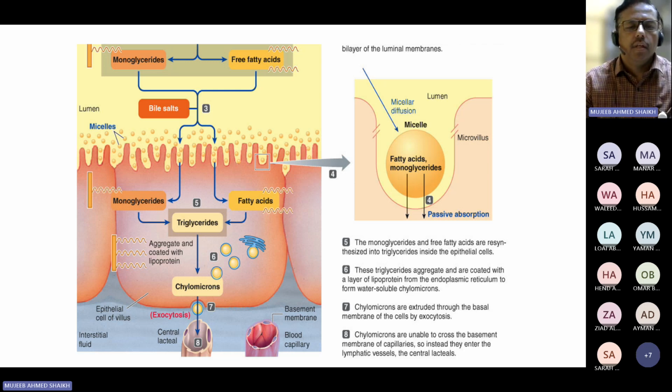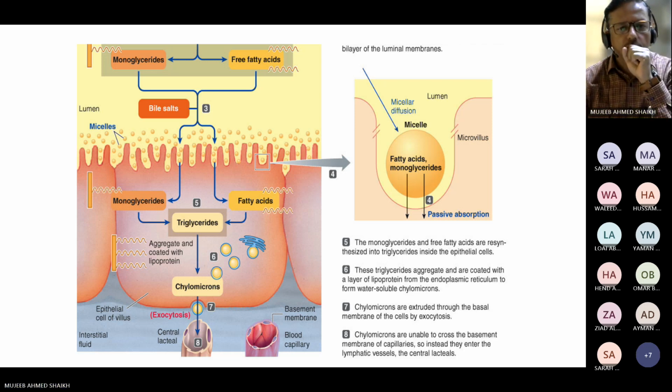This is called exocytosis. And after that, they will enter into the lacteal, that is, the lymphatic vessel. This is how the fats will be absorbed.